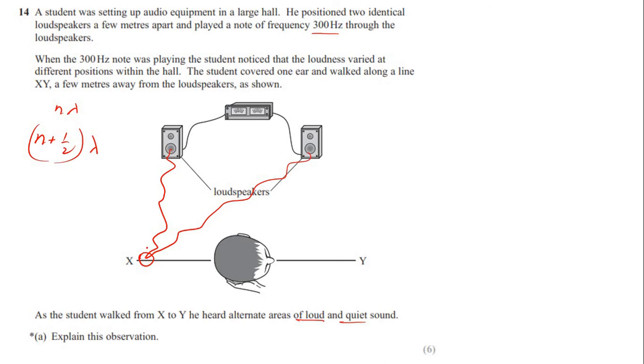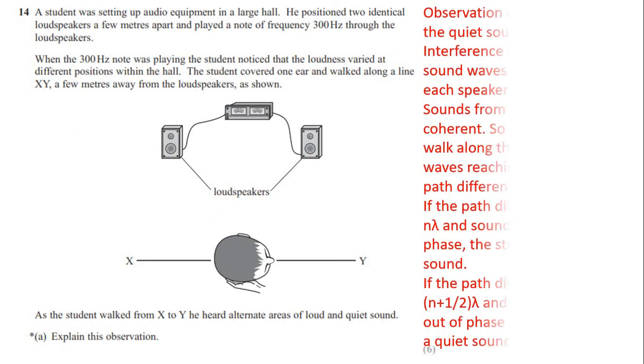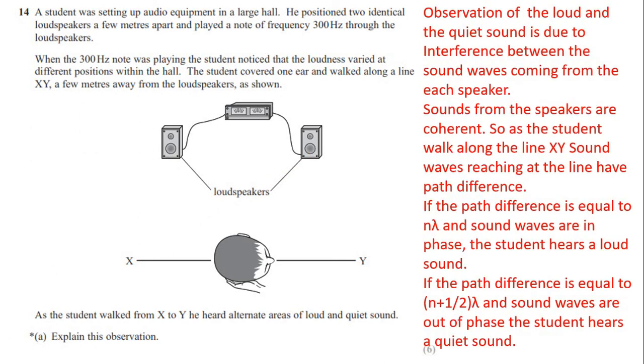So you need to explain the phenomenon of interference. You need to include that the waves are coherent and they are interfering, and the type of interference depends on path difference. So that's how you can explain the whole thing, and this is the answer that you can write, or you can rearrange or rephrase it in your own words.